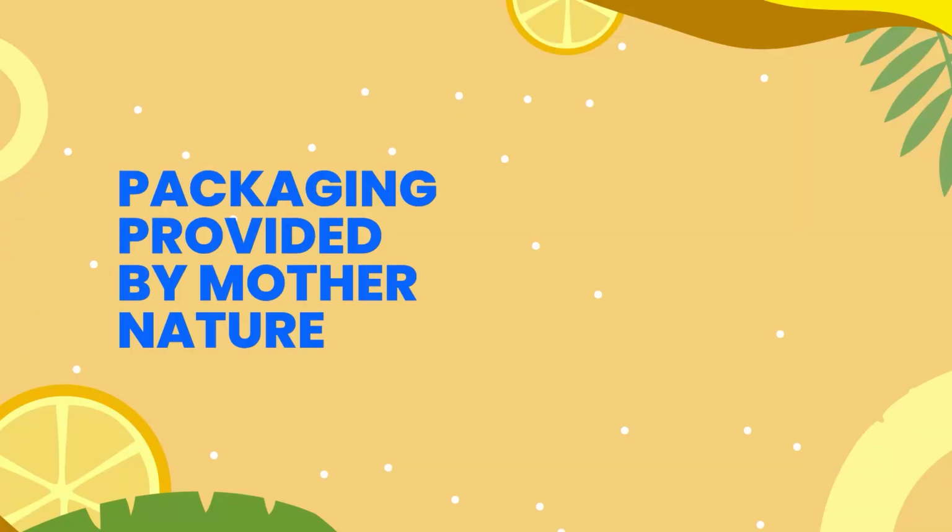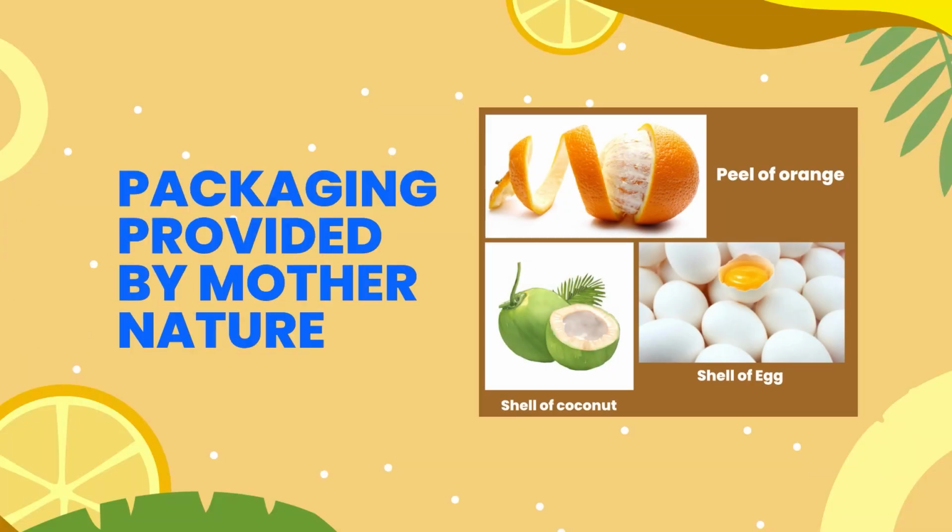When you talk of food packaging, it is not a very new concept. It was there even thousands of years ago. Even Mother Nature provides us some of the food in such a good package. For example, the fruit orange comes with a peel that protects the edible part of the orange. Then coconut, the edible part of the coconut is covered with the shell. If you see the egg, there is an egg shell which covers the internal egg content. So these are provided by Mother Nature itself.